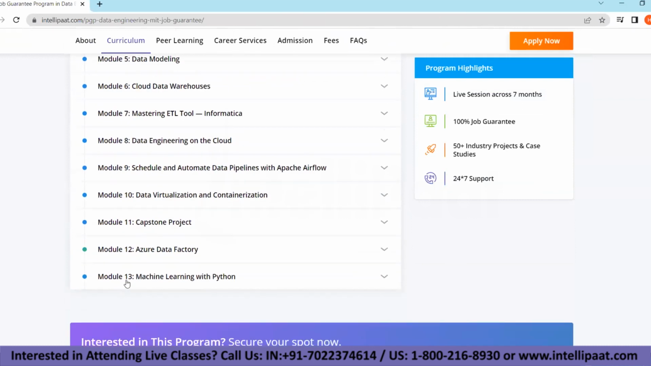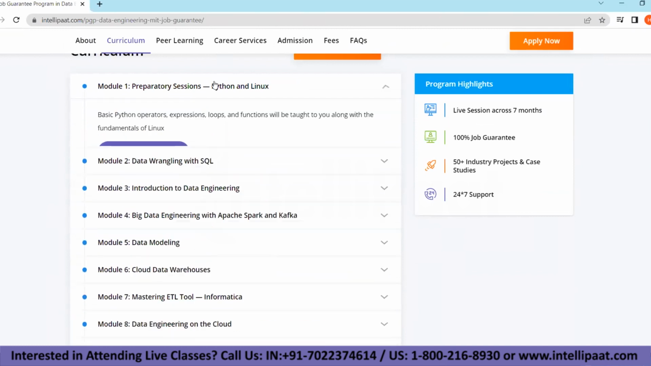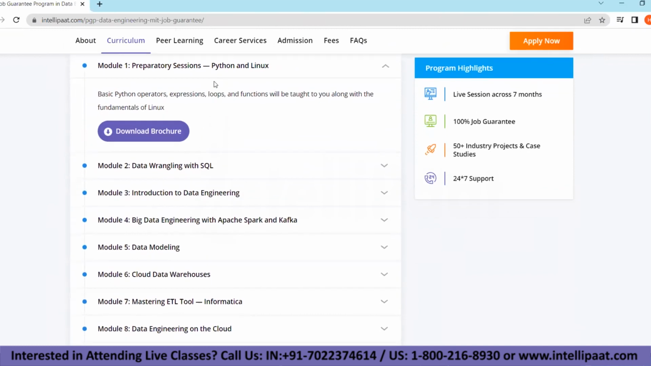All right, there are a total of 13 modules, like you can see on my screen. Module number 1 is the preparatory sessions on Python and Linux. Why are we giving you the preparatory sessions on Python? Because Python is trending right now in IT, the most trending and popular programming language. Almost 80% of organizations are using Python as a programming tool, plus it is very easy to understand from the syntax point of view as well. So the foundation classes will be done on Python so that you are well prepared for the future modules.